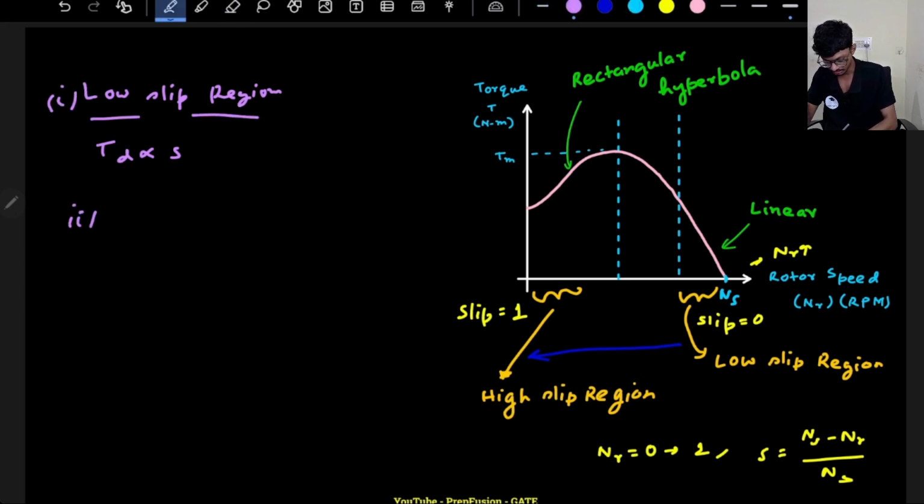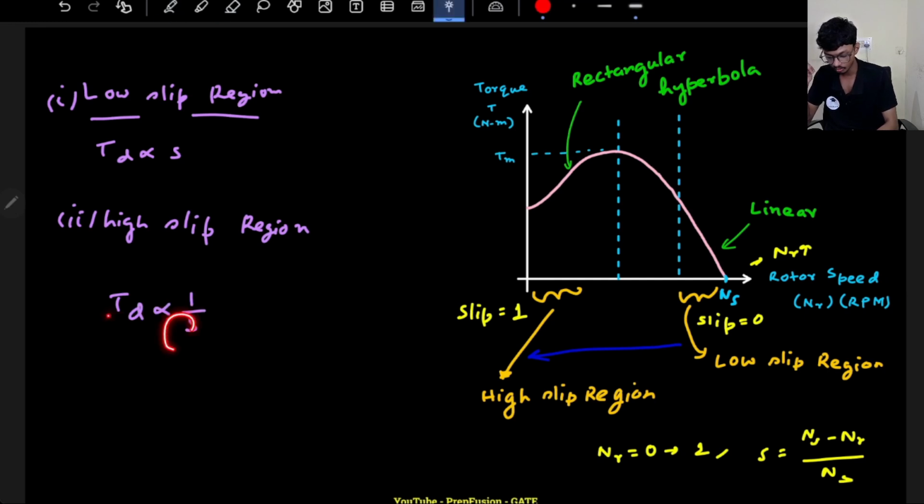In the high slip region, I observe that it is inversely proportional. It is just like a rectangular hyperbola. That is, if the slip increases, torque will reduce. So if I notice in this region, I'm moving from right to left, the slip is increasing, but torque is reducing. That's why this is called the high slip region.